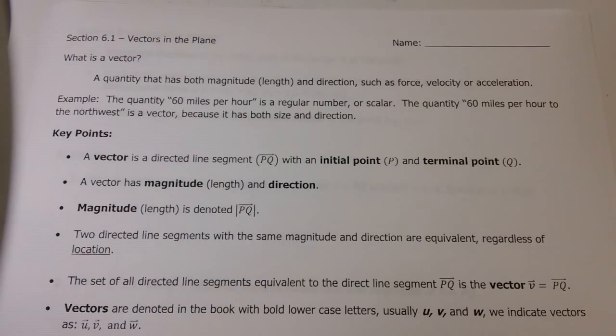So for example, the quantity 6 miles per hour is a regular number, or scalar. The quantity 6 miles per hour to the northwest is a vector because it has both size and direction.